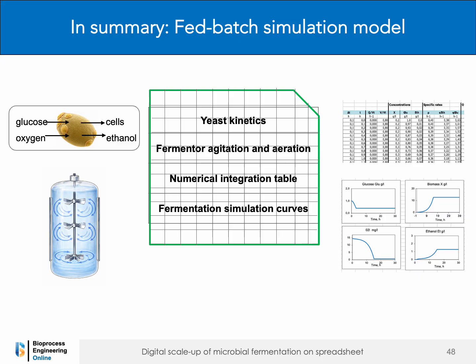In summary, in this tutorial, you learned a spreadsheet-based approach to building a simulation model of a yeast-fed batch fermentation. The model is developed through 4 interrelated spreadsheet sections. The first defines the kinetics of the yeast strain used. The second describes the agitation and aeration characteristics of the industrial fermenter. The third performs the numerical integration of the mass balance equations governing the fermentation dynamics. And the fourth presents the simulation curves of the fed batch process.